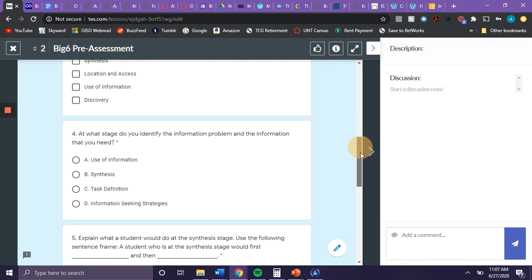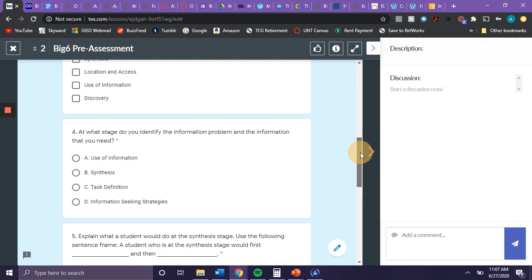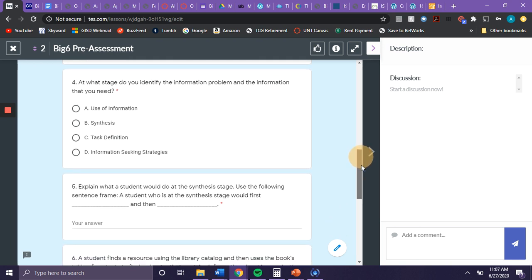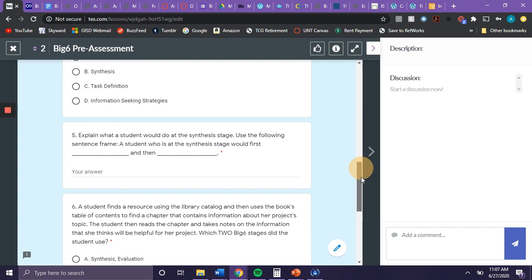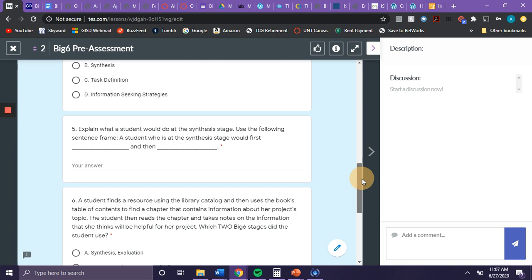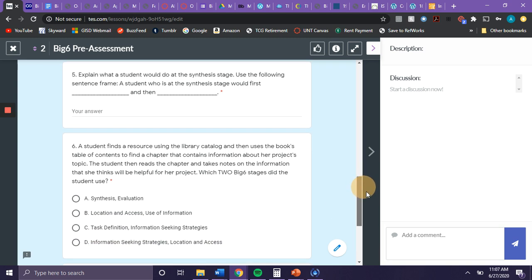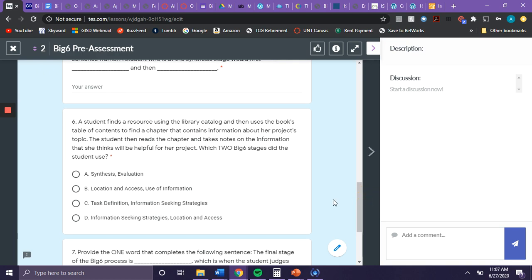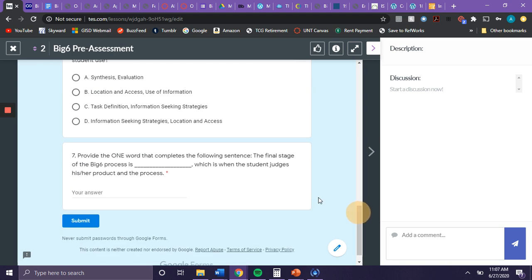And then question 4, at what stage do you identify the information problem and the information that you need? For number 5, you're going to go ahead and explain what a student would do at the synthesis stage, and you can use the following sentence frame for that. Then in 6, I gave you a little scenario about what a student was doing in the library as part of this process. I want you to tell me which 2 Big 6 stages the student used. And then for the final one, you can go ahead and complete that fill in the blank. What is the final step of the Big 6 process?